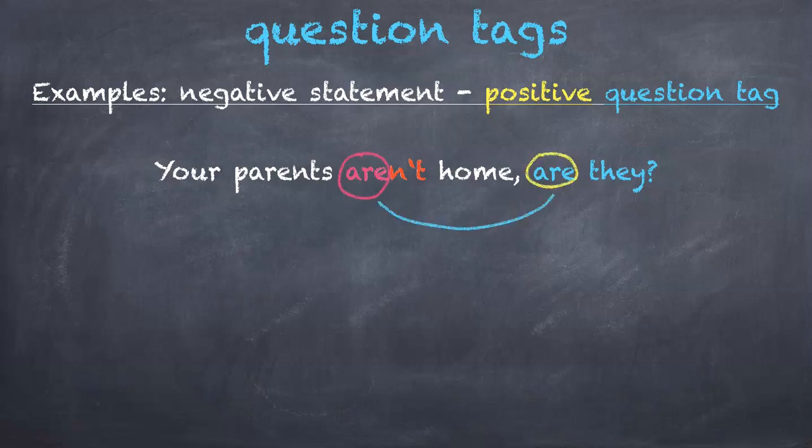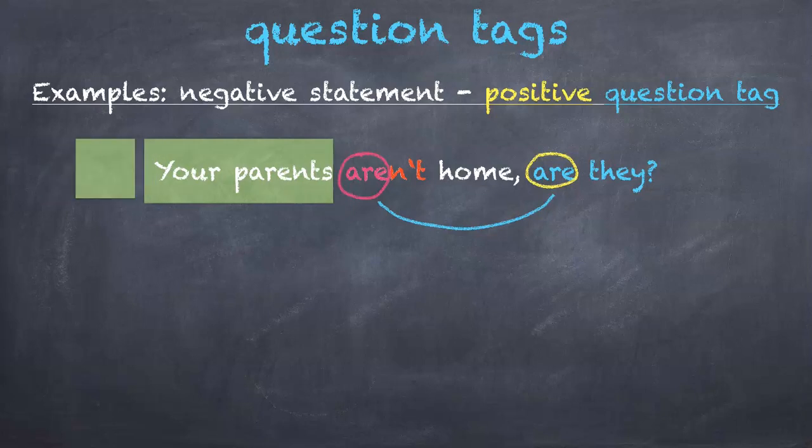And you use, again, the same form of the verb. So you have aren't in the main statement. So in the question tag, you have are again. And as always, you have to use the correct pronouns. When you have your parents, this is plural, so you have to use they in the question tag.